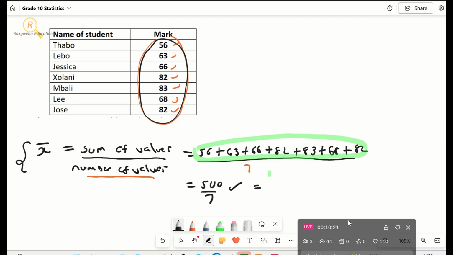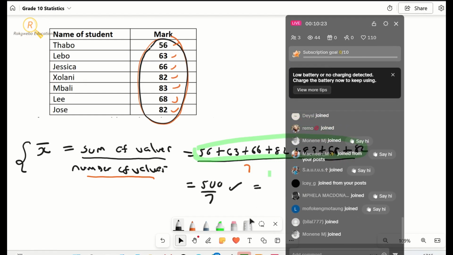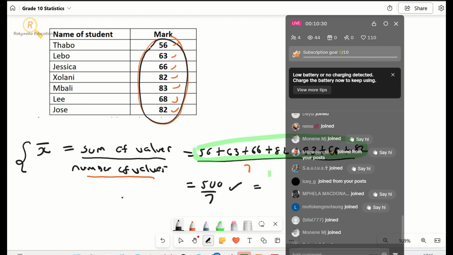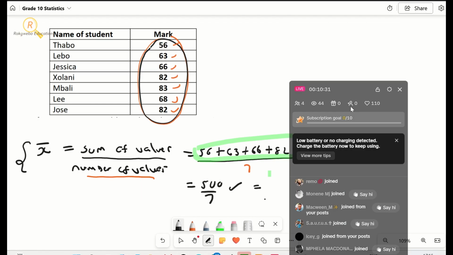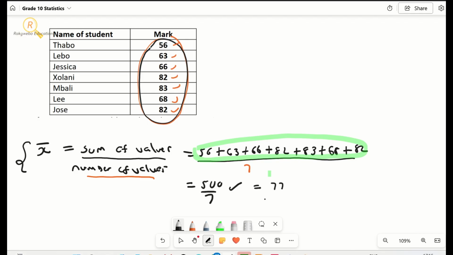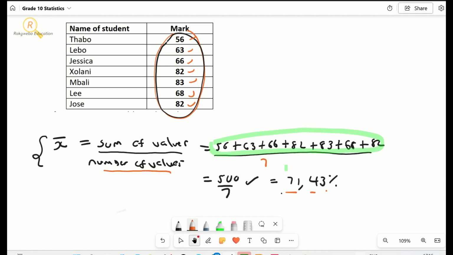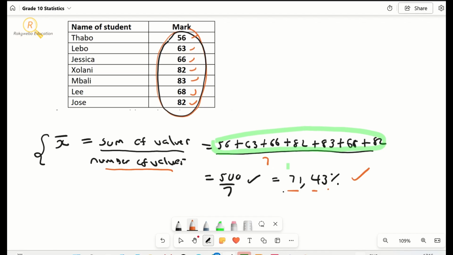Sharp. So can someone confirm from the class the answer there? 71.43. Proper stuff. Thank you for saying 43 and not 43. This is pronounced 71.43, not 43. It's a criminal offense. You can't say that. Okay, so this is the average mark or the mean mark for term 2.